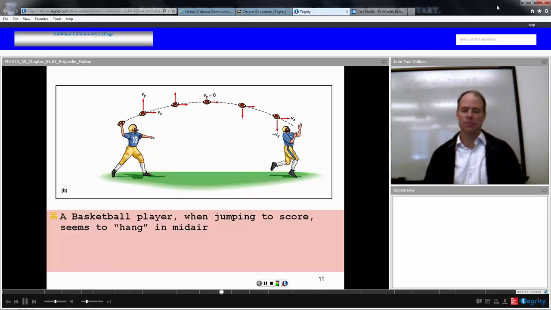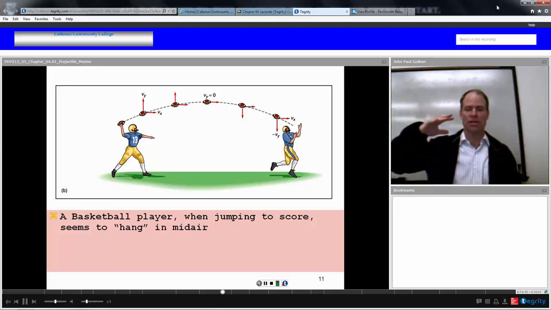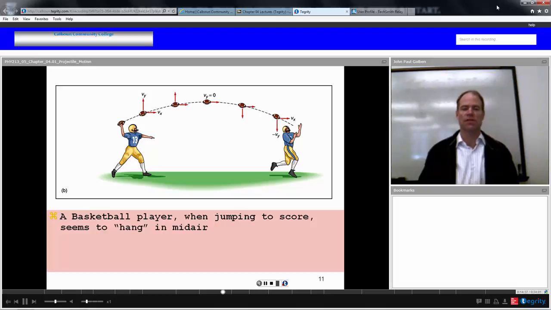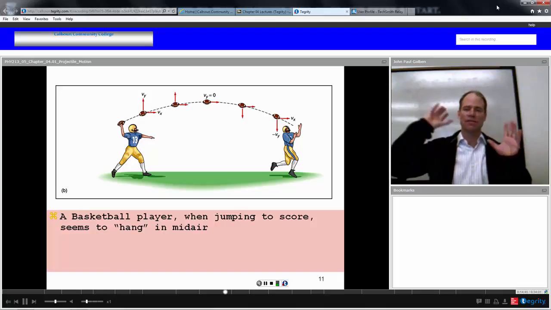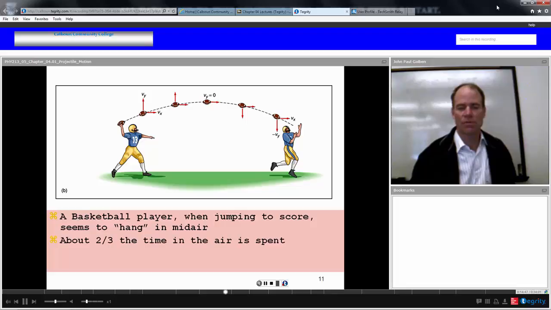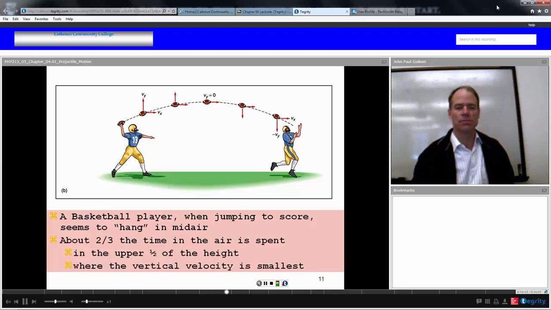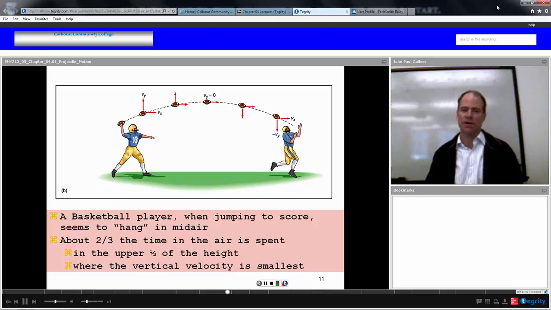This happens in sports. Any time you jump, you're spending more of your time towards the top of your jump than at the bottom of your jump. A basketball player attempting to score seems to hang in midair because they're spending a lot of time near the top of their jump when they're making the shot. Two thirds of the time in the air is spent in the upper half of the height, where the vertical velocity is smallest.